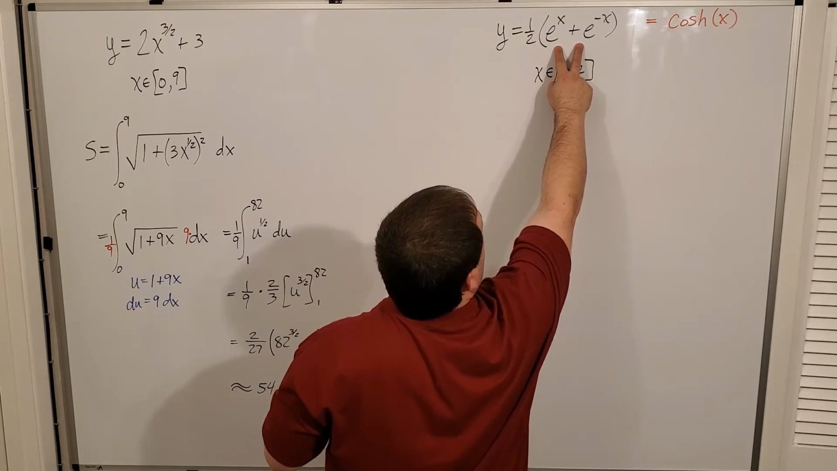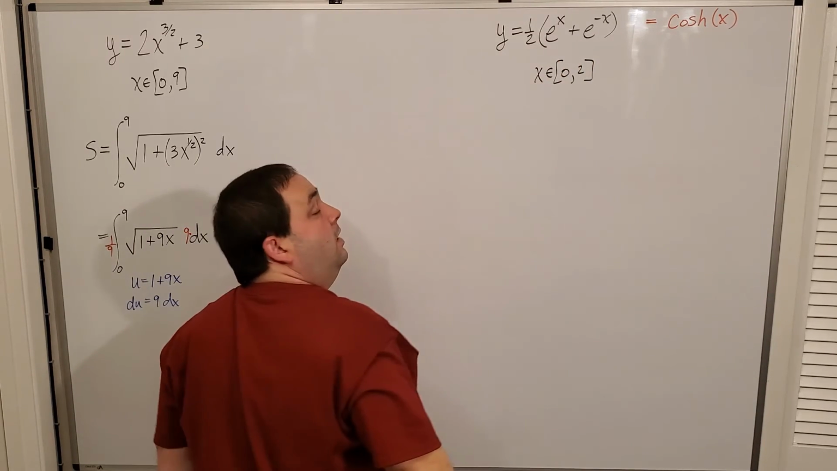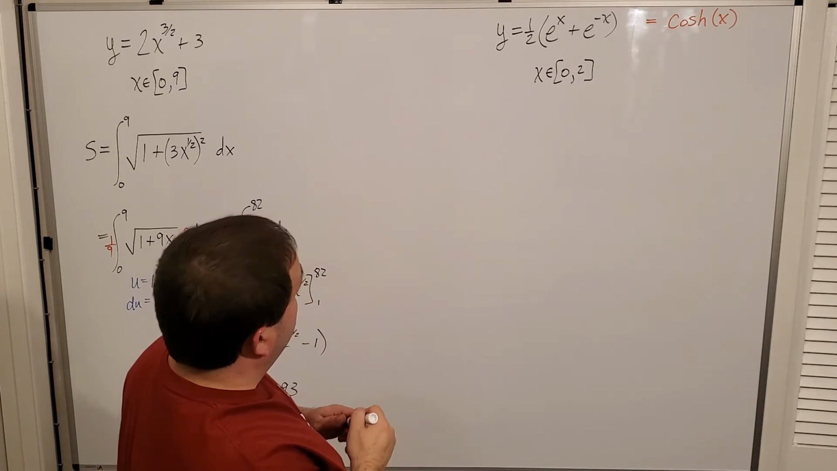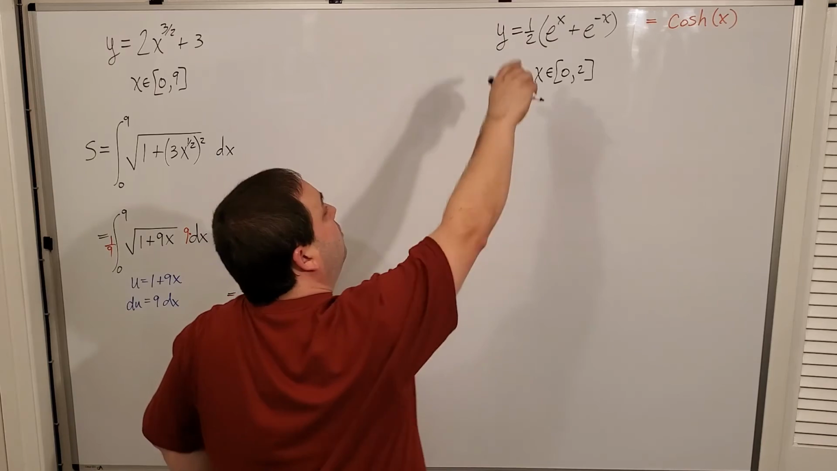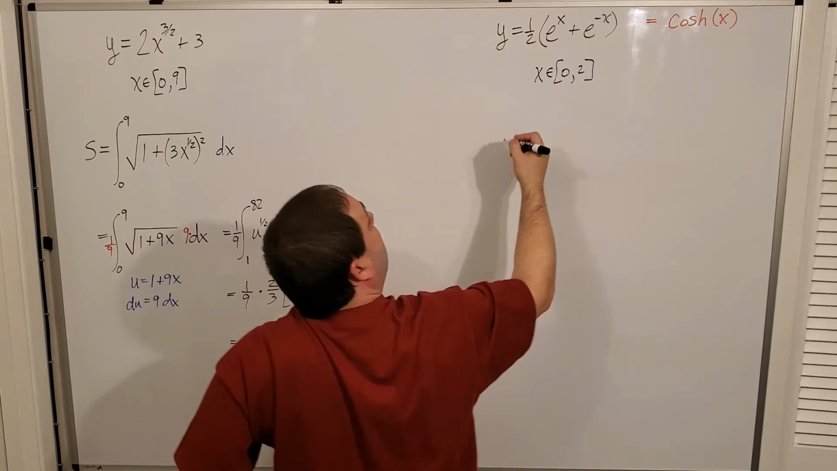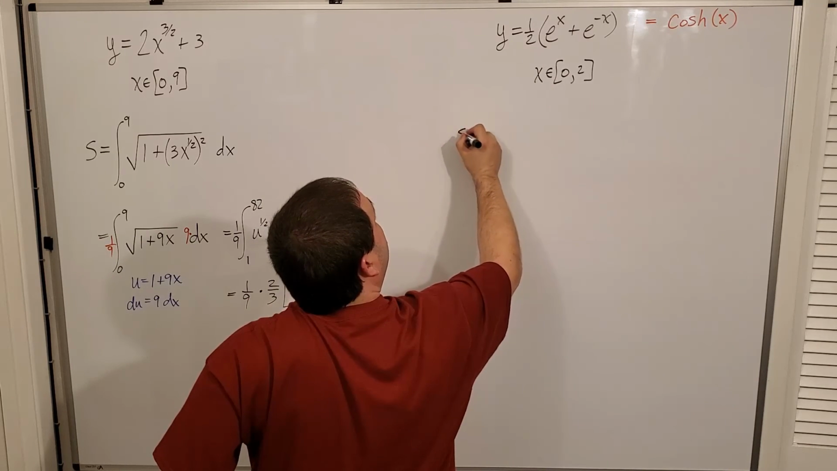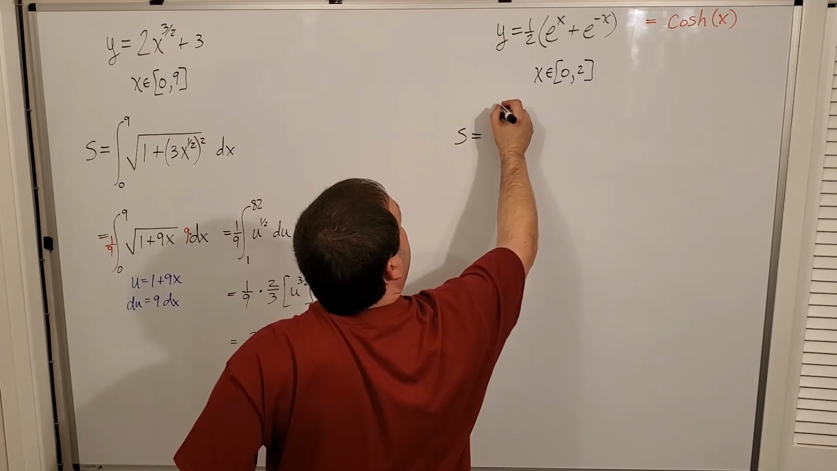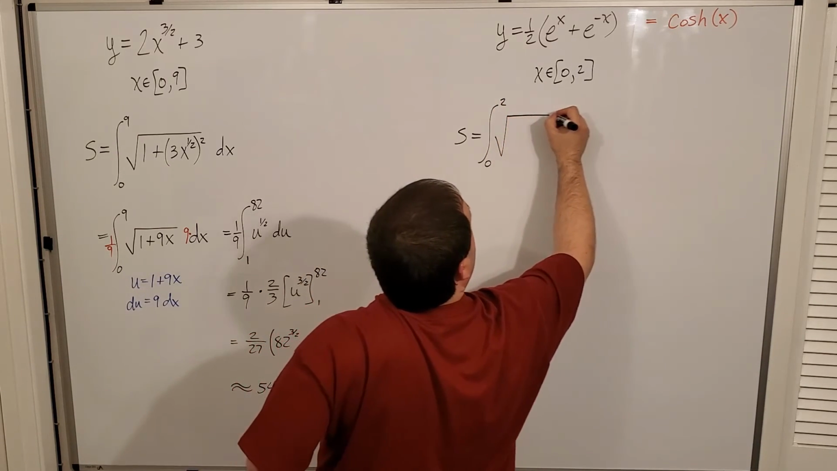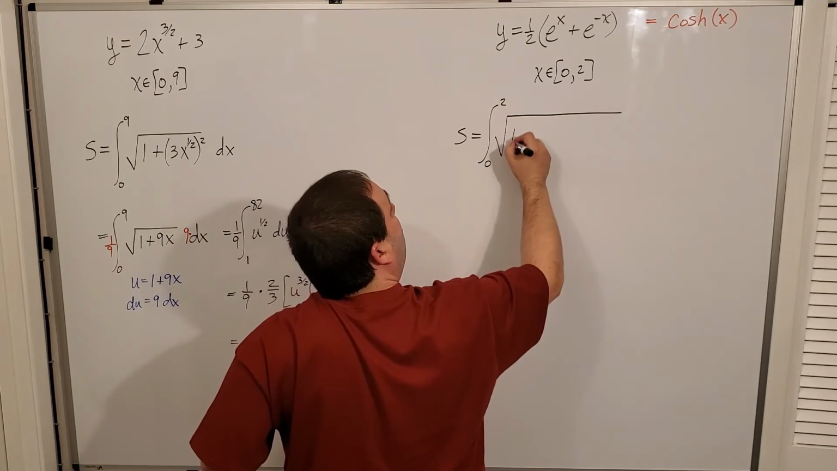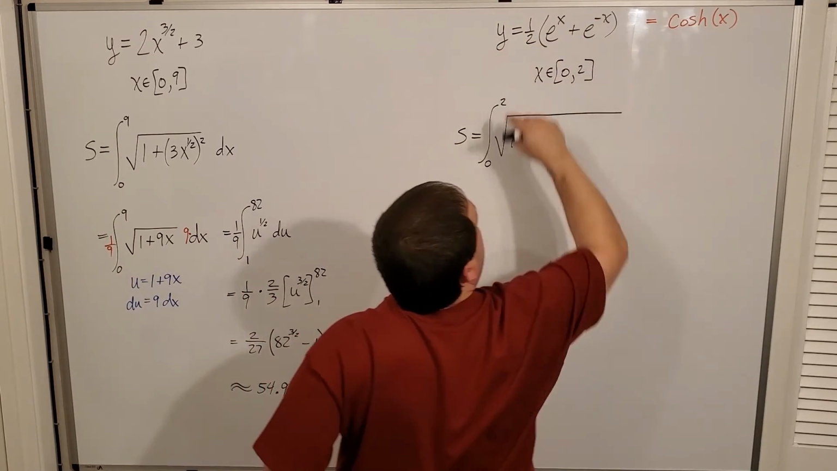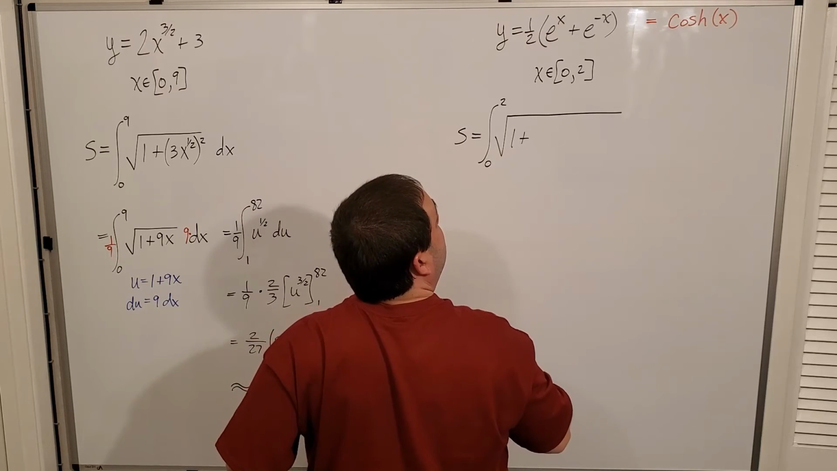But we'll just go ahead and leave it in its current form since we already know how to do the derivatives and whatnot of that. Okay, so here we go. I'm going to do the length of this curve on that interval. S is equal to the integral from 0 to 2 square root, and then I've got 1 plus, and then I'm going to take the derivative of this and I'm going to square it.